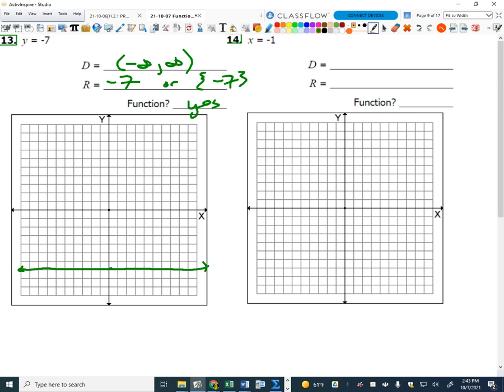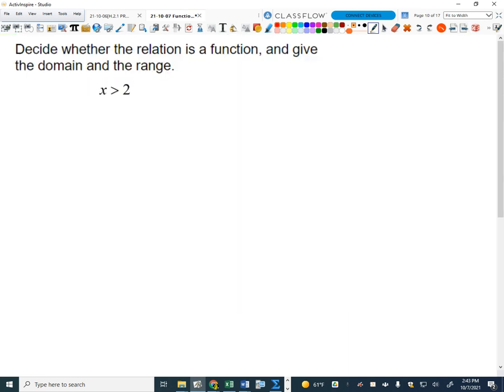What about this line? X equals -1. What's that look like? Good. Vertical line at -1. What's the domain? -1. Range, all reals. Function? No. Okay, what about that one? Last one we're going to close on.